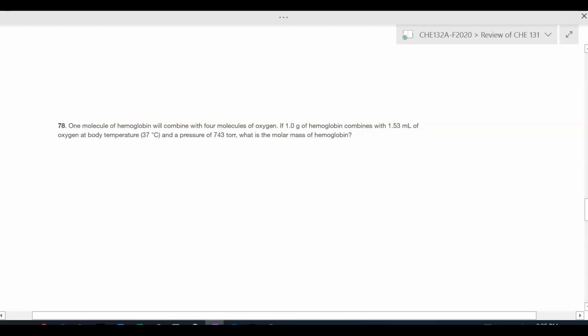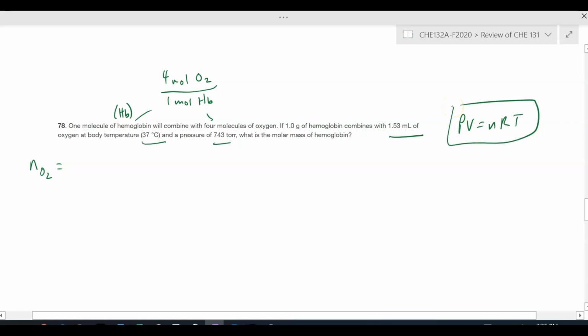All right, so here's what we know. We know that the ratio of hemoglobin to oxygen is going to be 4 moles of O2 for every 1 mole of hemoglobin. Hb is abbreviated hemoglobin in biochemistry, so I'm going to use that for sure. So can we figure out how many moles of oxygen we had? Well, we know a volume of oxygen, we know a temperature, we know the pressure, we can get the moles of oxygen. So again we've got PV equals nRT, the ideal gas equation. Solving that for n, that's going to be PV over RT.